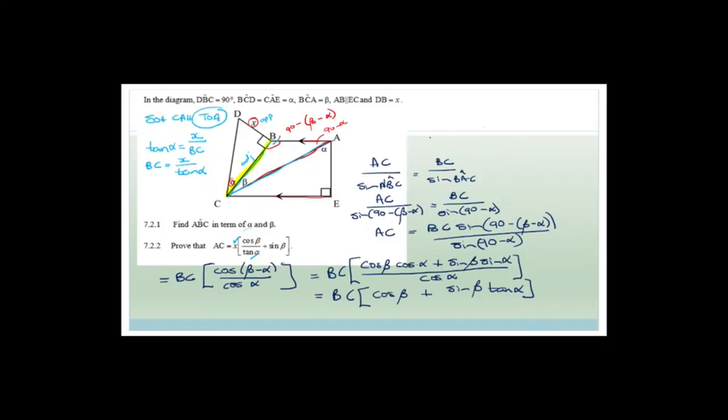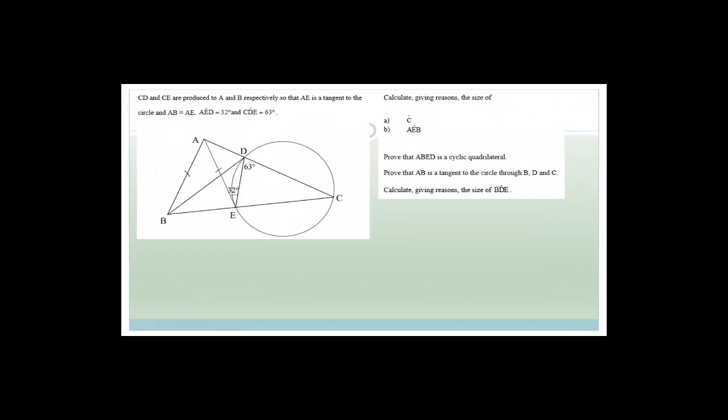Okay, do you understand? So now I'm going to substitute BC. BC is x over tan alpha. So I've got x over tan alpha multiplied by cos beta plus sine beta tan alpha. So what happens? Do you see that this becomes a multiplication? We can leave the x out because that's what they've got. Cos beta over tan alpha plus sine beta tan alpha over tan alpha. Those cancel. And ta-da, we have just proven that AC is equal to this. Wonderful, awesome. Okay, let's move on to the next question.